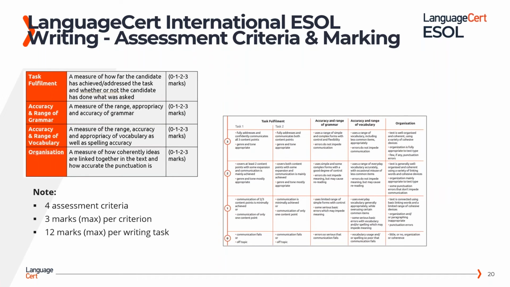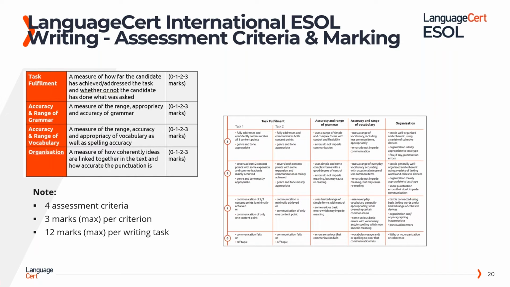Let's now focus on the assessment criteria and how candidates are marked and graded. The assessor uses 4 assessment criteria to evaluate the candidate's written response. The first criterion, task fulfillment, a measure of how the candidate has addressed the task, and whether or not the candidate has done what was asked.